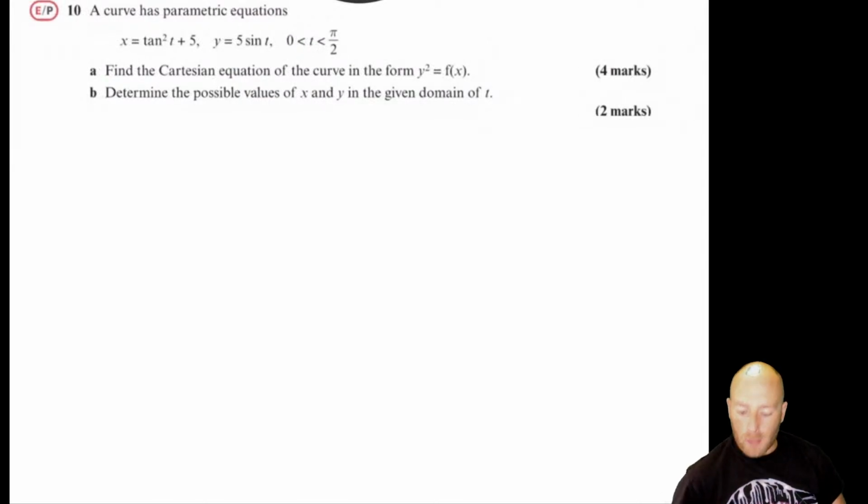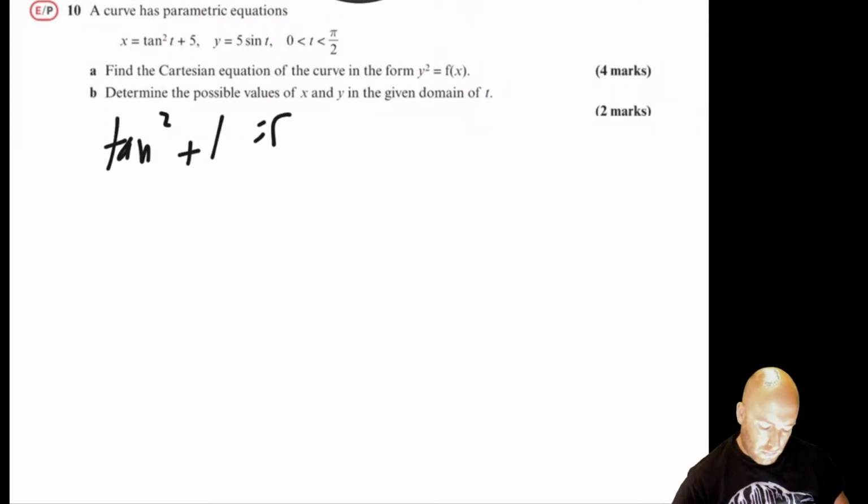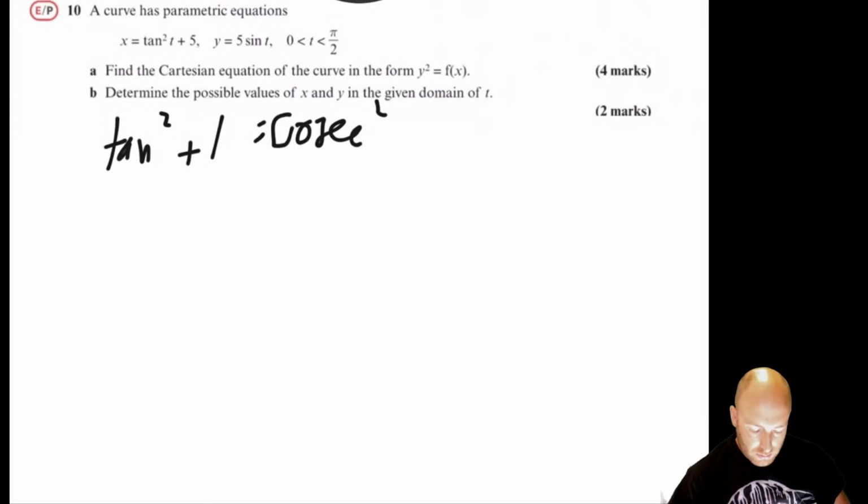Right. Okay, part A then. So we need to use the tan and cosec identity. So tan squared plus 1 equals cosec squared. So if I get tan squared on its own, that's going to be x take 5 plus 1 equals cosec squared.